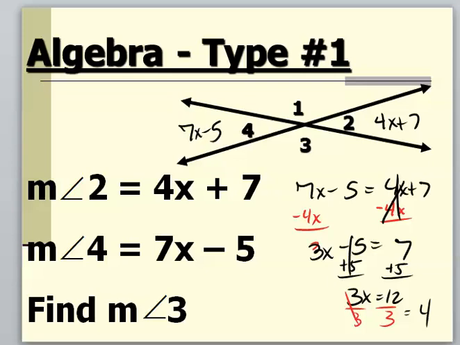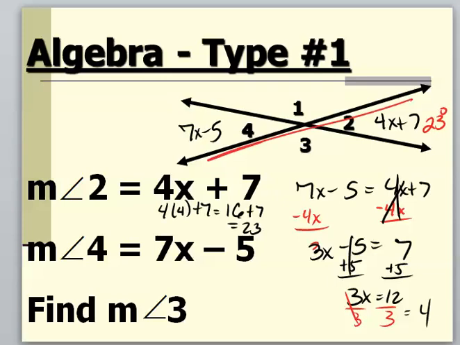This time, they want the measure of angle 3. I don't know anything about the measure of angle 3. What I'm going to do is to plug into one of my other angles. So I'm going to find the measure of angle 2. So 4 times 4, because x is 4, plus 7. 4 times 4 is 16, plus 7 is 23. I know angle 2 is 23 degrees.